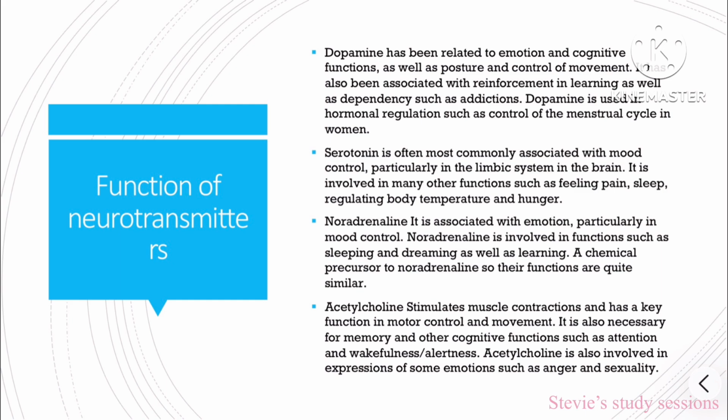Noradrenaline is associated with emotion, particularly mood control. Noradrenaline is involved with sleeping, dreaming, and learning. Acetylcholine stimulates muscle contractions and has a key function in motor control and movement. It's also necessary for memory and other cognitive functions such as attention, wakefulness and alertness. Acetylcholine is also involved in expressing some emotions such as anger and sexuality.